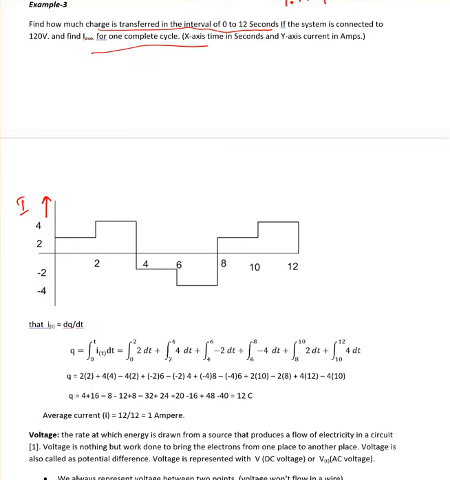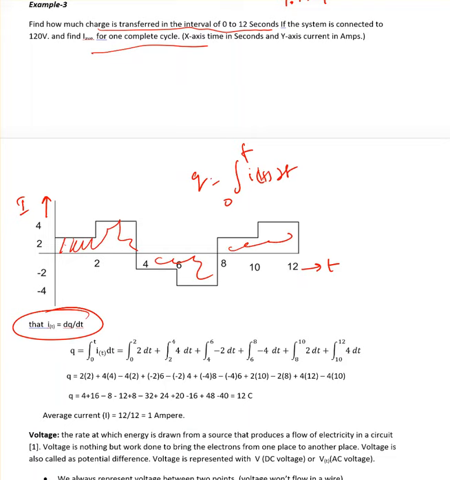So this is the current and here is the time. According to the equation for the current, i(t) = dq/dt, so q equals the integral of i dt from 0 to t. The total charge is the area under this curve. Since this part is negative, that's going to be negative charge. This is positive charge. So you can find that.